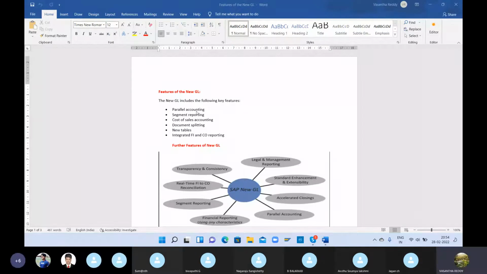Segment reporting, cost of sales reporting, document splitting, new tables, integrated FI and CO reporting. This new GL is moreover used for flexible reporting purposes. We can use this new GL accounting.